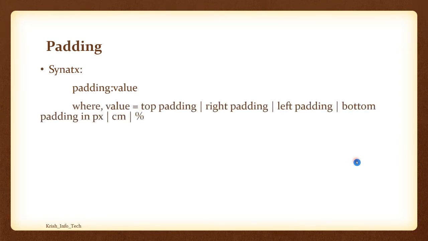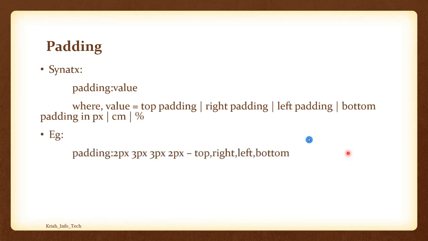Okay, so now the next property is padding. What is meant by padding? Padding helps in specifying the space between border and content in a table. So that is called padding. Syntax is padding colon value. Value is top padding, right padding, bottom padding, left padding, and all these can be mentioned either in pixels, centimeter or even in percentage. So here is the example. Padding 2 pixel, 3 pixel, 3 pixel, 2 pixel.